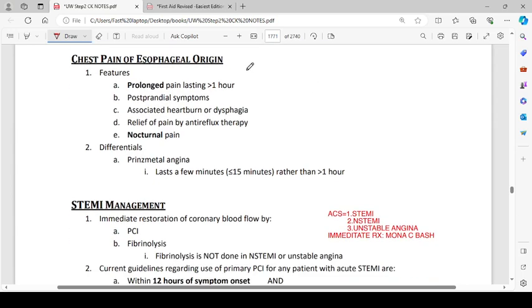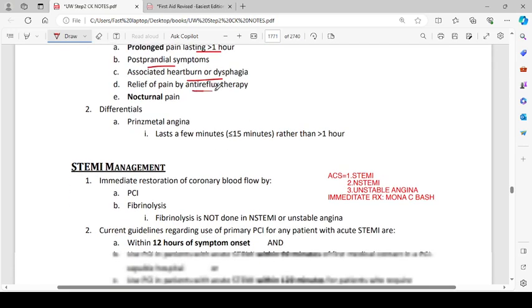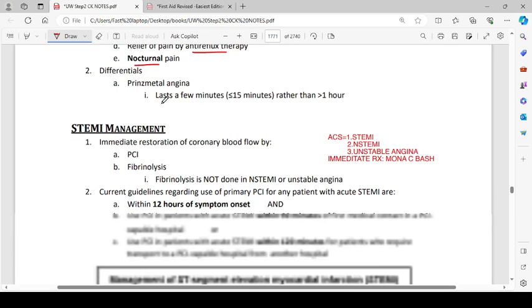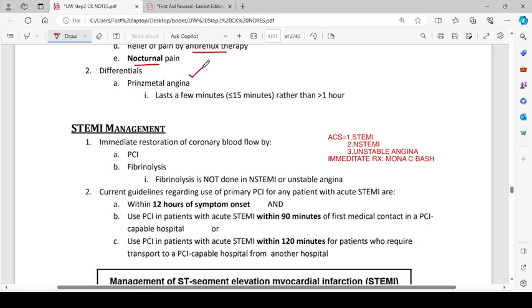Then chest pain of esophageal origin. The features: prolonged pain lasting more than 1 hour, postprandial symptoms, associated heartburn or dysphagia, relief of pain by anti-reflux therapy, and nocturnal pain. Differences include Prinzmetal angina. It lasts a few minutes, less than 15 minutes, rather than more than 1 hour.